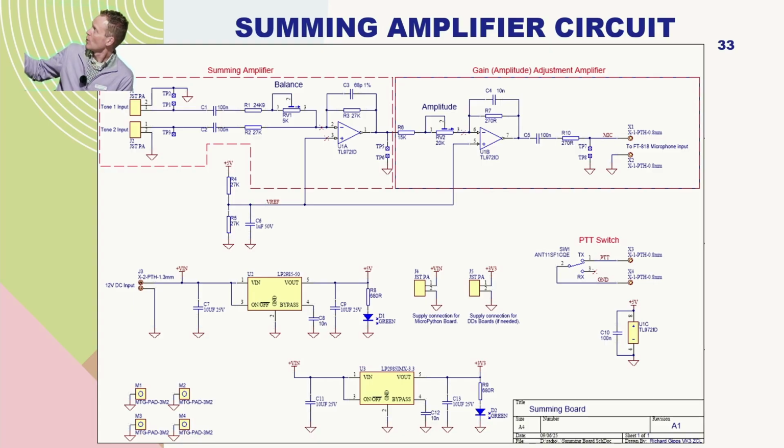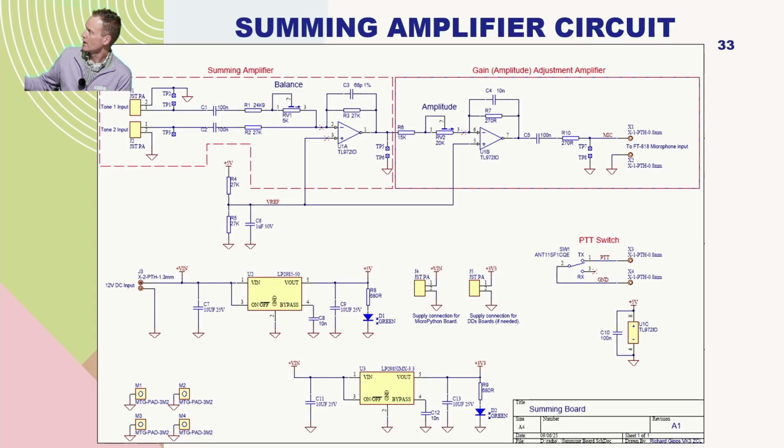The second block over here just does the gain adjustment. Here you've got a pot to set the amplitude. I should have mentioned too, the summing amplifier's got a balance pot here, so this adjusts the input level of this first one to make it match the second one. Okay, I've got a PTT switch here, so I can key the radio when I want to do transmitter testing.